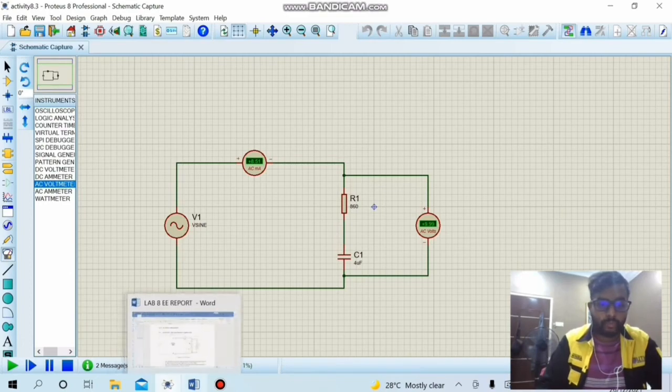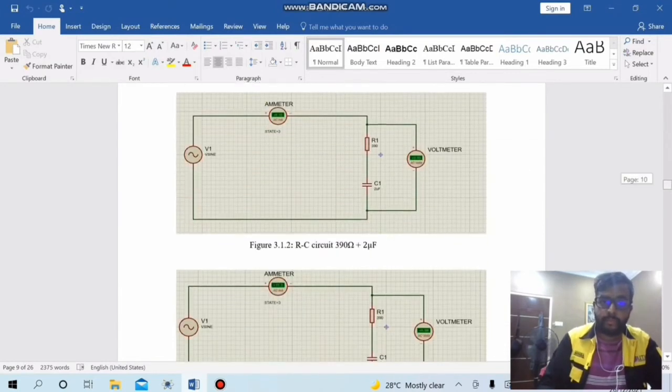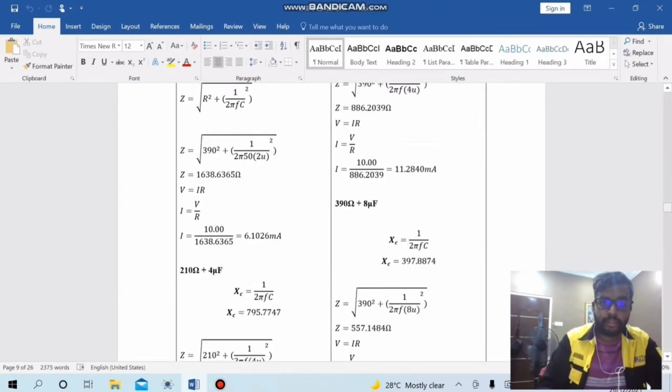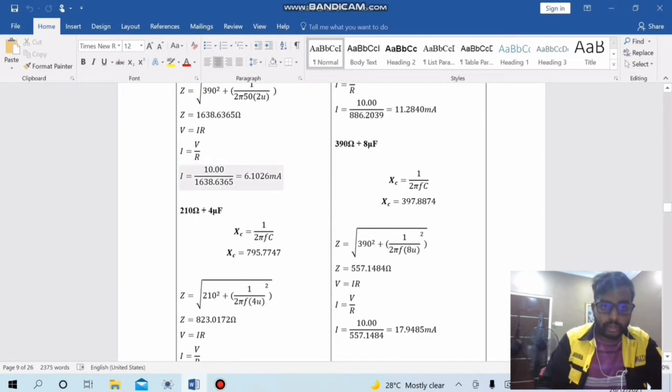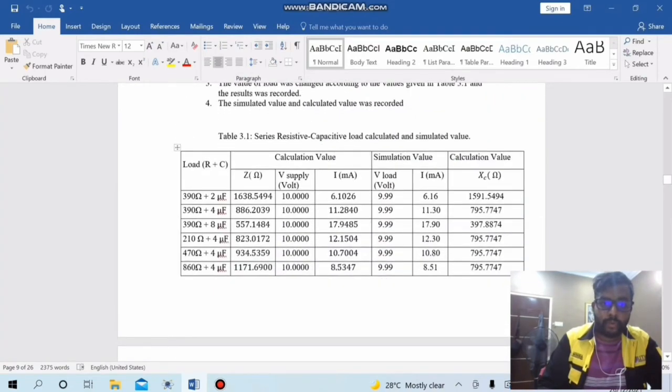Next, we record the values in the table below. Using the given formula, we calculate the impedance, the calculated current value and the total impedance for each case, and we record them in the table above. For the first case we have an impedance of 168.5494. The calculated current was 6.1026 milliamperes, which correlates with the simulation value of 6.16 milliamperes.